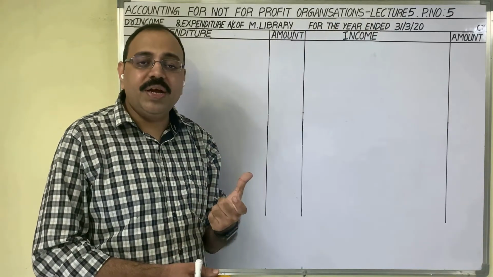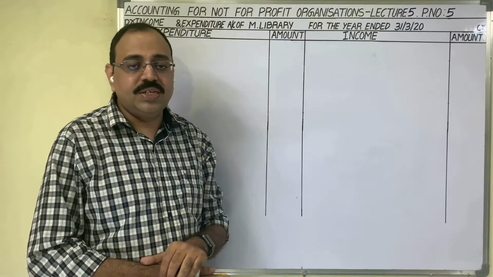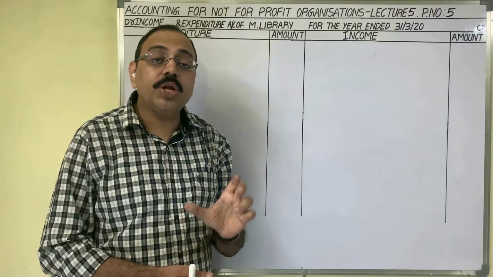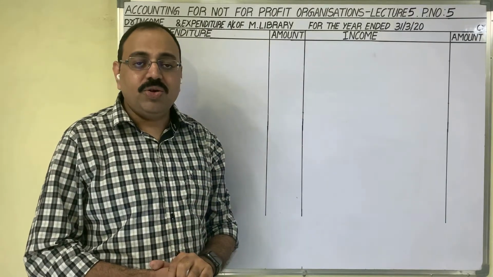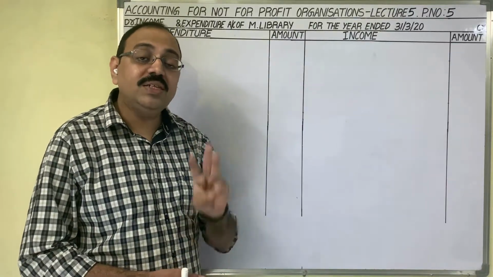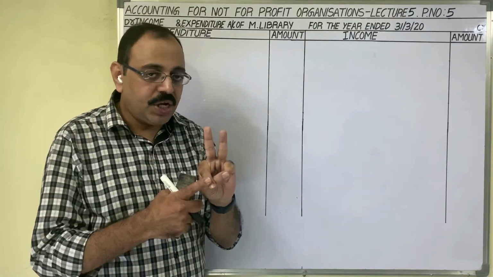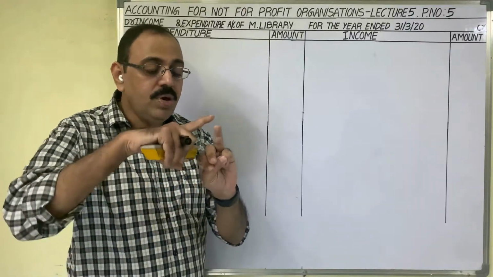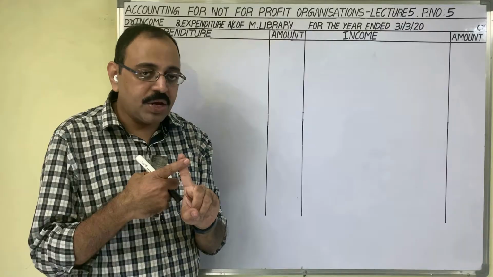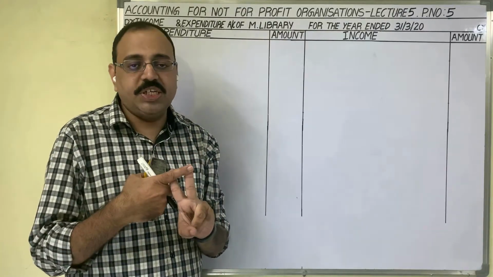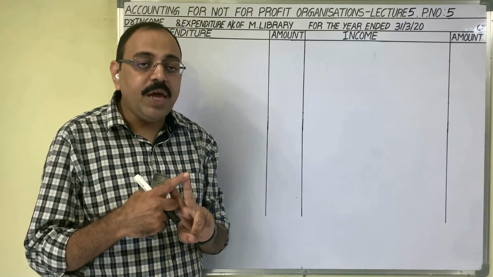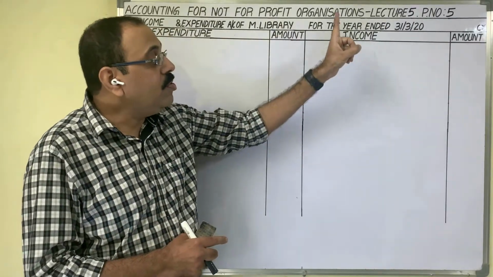So for this period, at the end, on 31st March 2020, this firm is going to prepare final accounts. Final accounts of not-for-profit organizations contain 3 things: receipts and payments account, income and expenditure account, and balance sheet. In the question, he has given the receipts and payments account and some additional information. With the help of these two, he is asking us to prepare the income and expenditure account at the end of the current year.